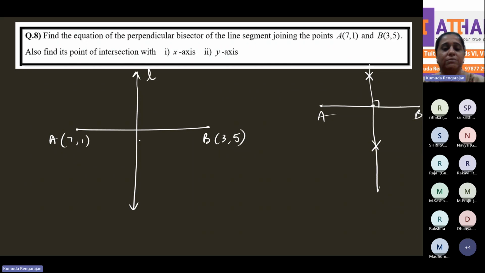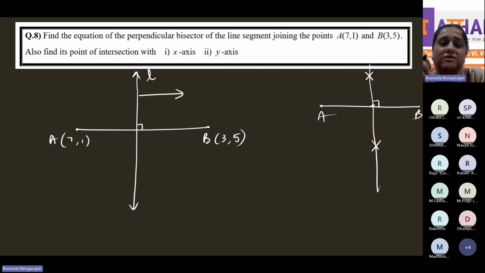So let L be the perpendicular bisector of AB. Now, what is the question? We have a line segment AB, and we have to consider its perpendicular bisector. So we have called that L. L acts as the perpendicular bisector of the line segment AB. The question is to find the equation of the line L. We know that every straight line is given by a linear equation in 2 variables x and y.